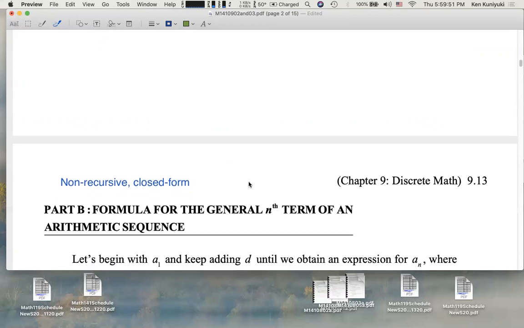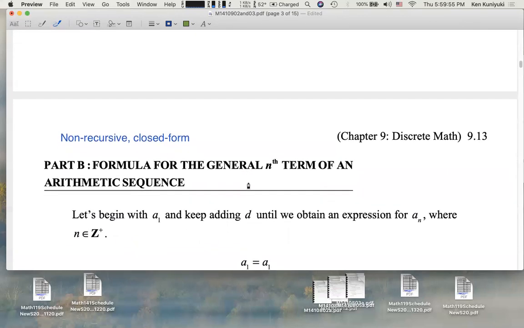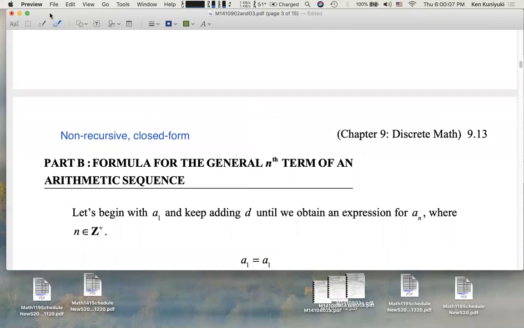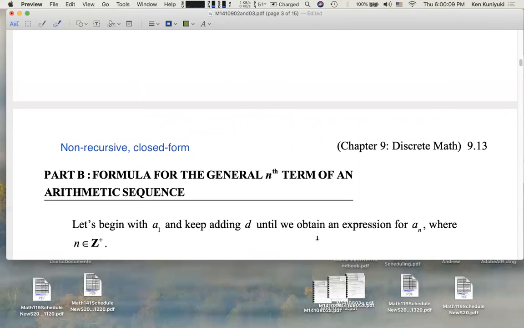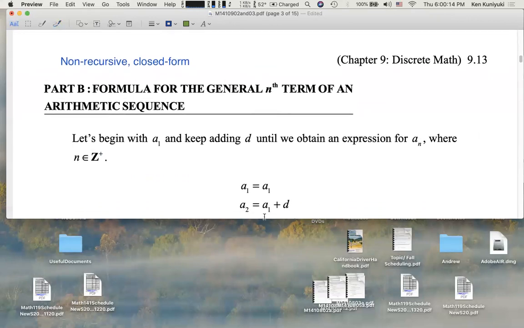Okay. So here's the idea. Let's develop it step by step. Let's begin with a sub 1 and keep adding d until we get the general expression for a sub n. The first term, a sub 1 equals a sub 1. A horse is a horse. And then the second term, a sub 2, is the first term, a sub 1 plus d, the common difference. Before it was 3, right? 2 plus 3 is 5.